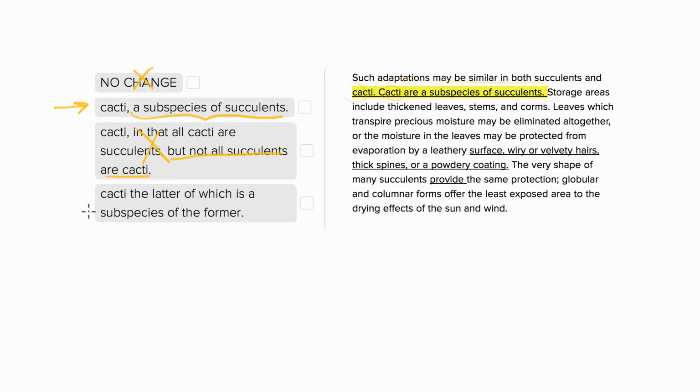And lastly, we have "cacti, the latter of which is a subspecies of the former." The problem here is not this phrase, which is a bit verbose. The problem here is the punctuation. So you need some kind of punctuation here if you're going to start a new clause. And we don't have anything after cacti, so this fourth answer choice is incorrect. So the only one that remains is the second one, which we'll mark as correct.